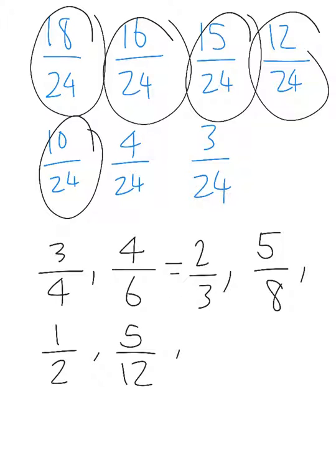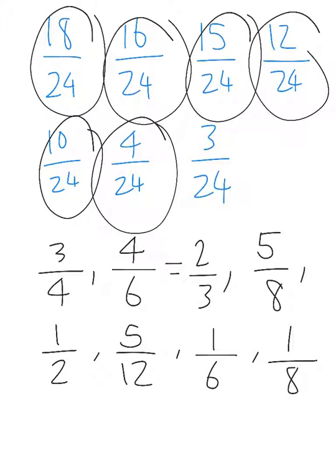4 over 24, highest common factor is 4. So 24 divided by 4 is 6. Lucky last one. Highest common factor of 3 over 24 is 3. 3 divided by 3 is 1. 24 divided by 3 is 8. And we are finally done with question 8. Love it. Alright, question 9.